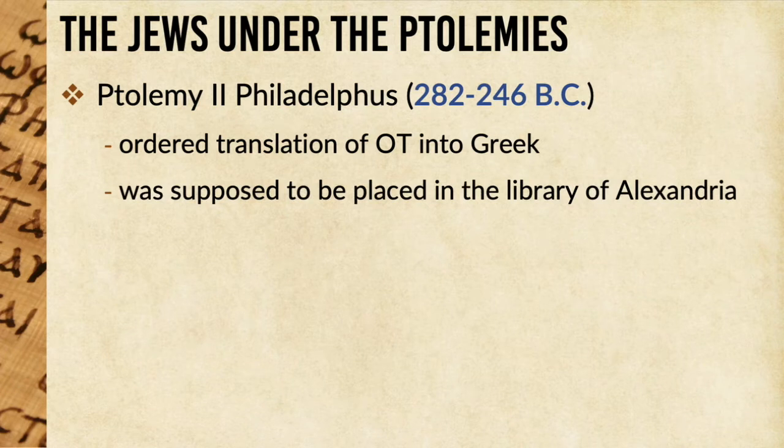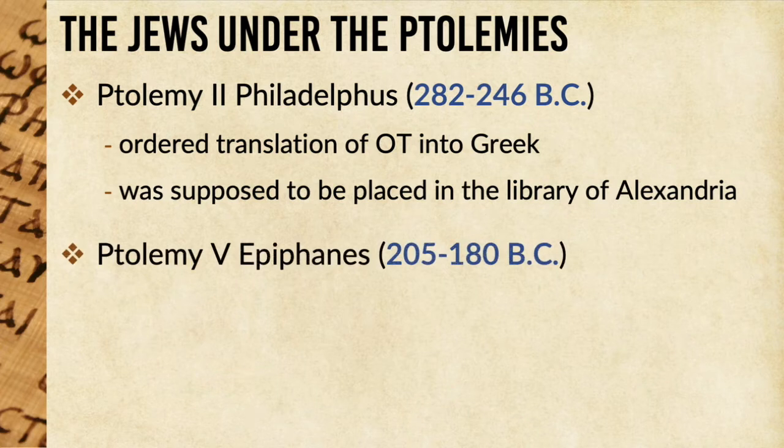This translation was supposed to be placed in the library of Alexandria. Again, this center where there were so many Jews that had been settled, and it was a Greek city there in Egypt. Our next king that's important, we're skipping a little bit of time here.